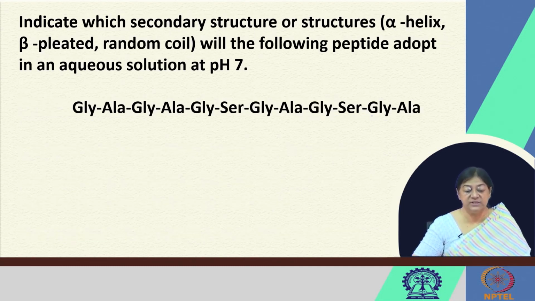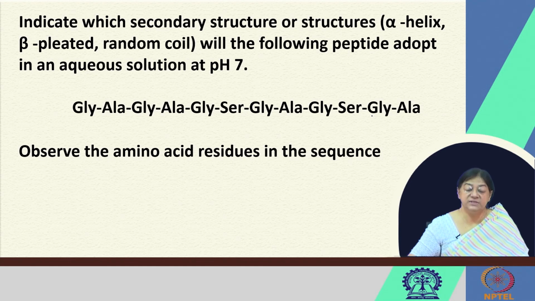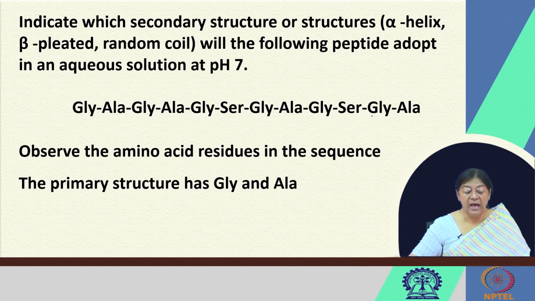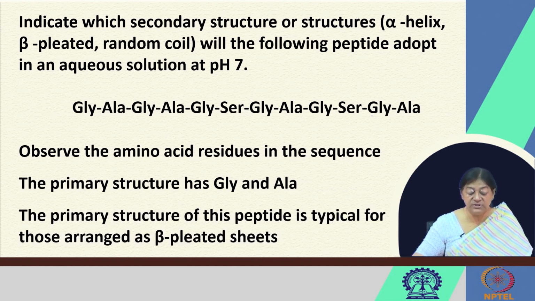If we look at now this specific secondary structure that this peptide could adopt, again in an aqueous solution at pH 7, and we try and observe again the amino acid residues present in the sequence, we observe a large number of Gly and Ala. We know that Gly and Ala are the small amino acids that are present in the protein, and the primary structure shown here has Gly and Ala present in the sequence. So, this is likely one of those arranged in beta sheets where this would probably belong to a specific strand.